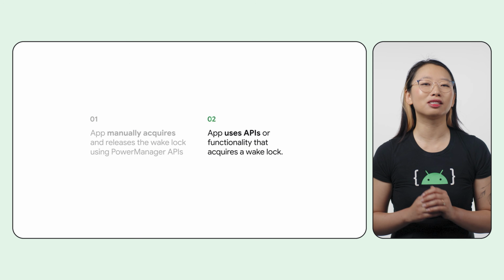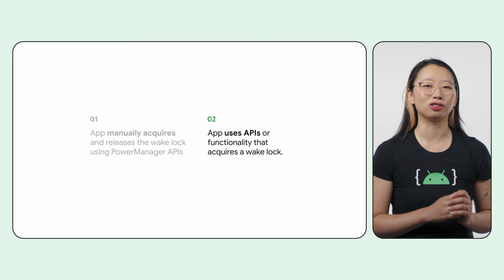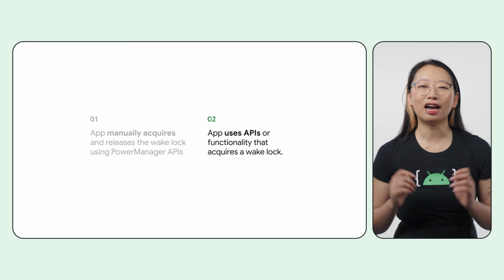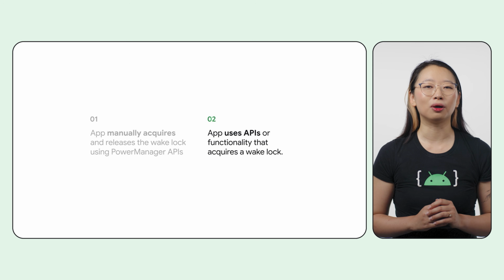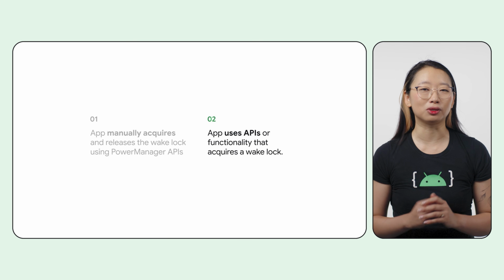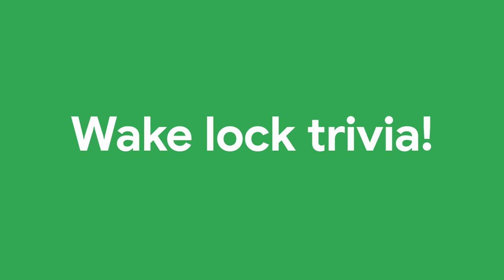Alternatively, the wake lock is acquired by another API and attributed to the app due to the usage of the API. You might actually be surprised to hear that even if your app does not contain any code to acquire and release wake locks, the app can still be deemed to have excessive wake locks due to usage of these APIs. Let's do a short round of wake lock trivia.